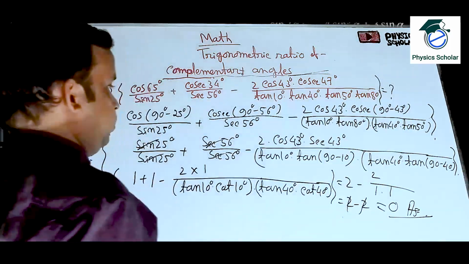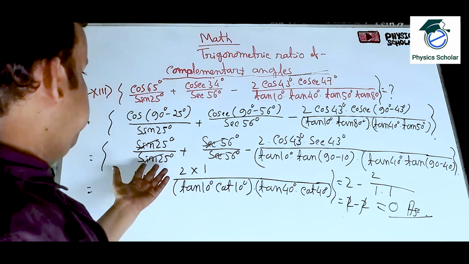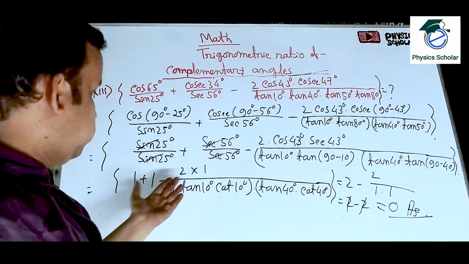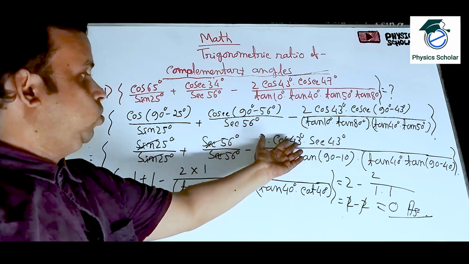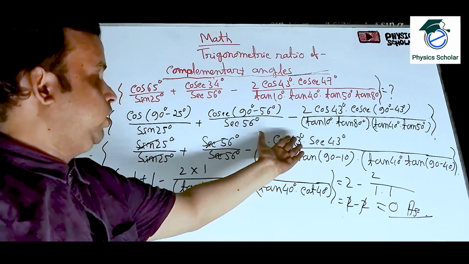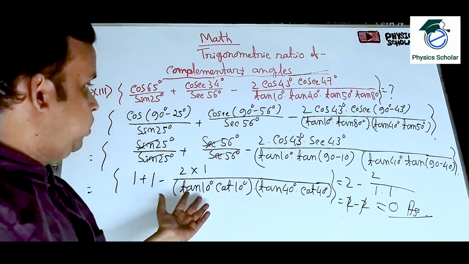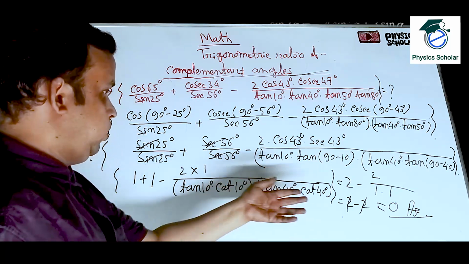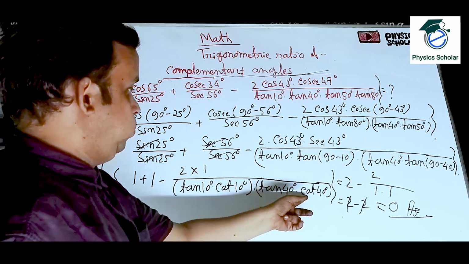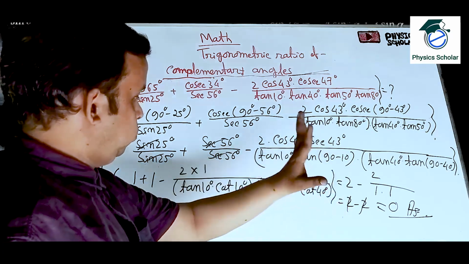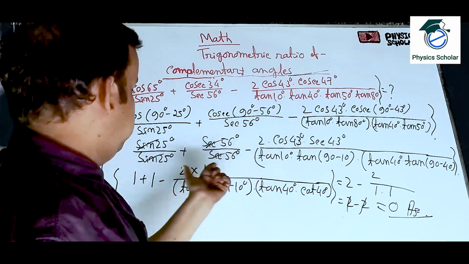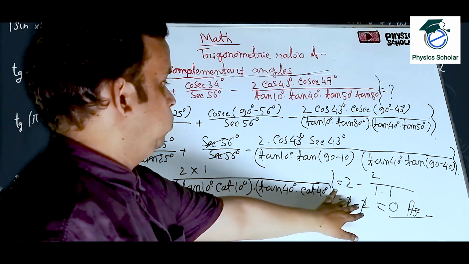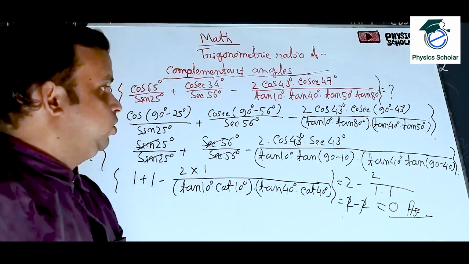together and this will be together, and after doing that, it is coming sin 25 by sin 25 is 1, sec 56 by sec 56 is 1, minus 2 into cosec theta into, sorry, cos theta into sec theta means 1, so 2 into 1 divided by tan 10 into cot 10 means 1, into tan 40 into cot 40 means also 1, clear. So that means 1 plus 1 means 2, minus 2 divided by 1 into 1 means 2, so 2 will be cancelled, so answer will be 0.